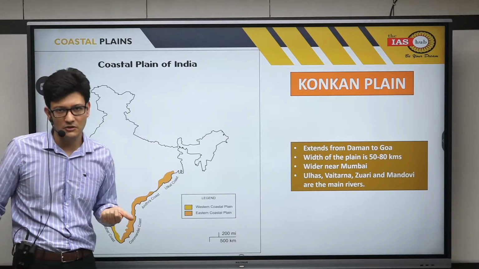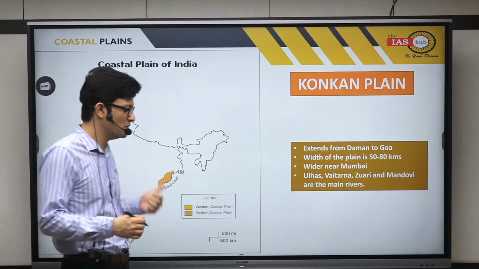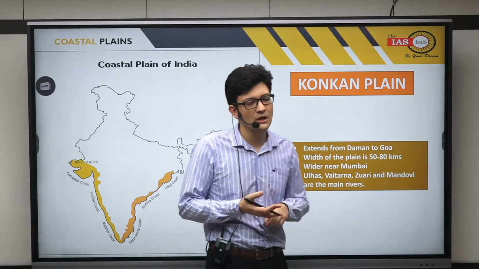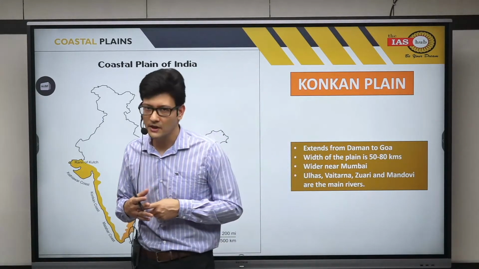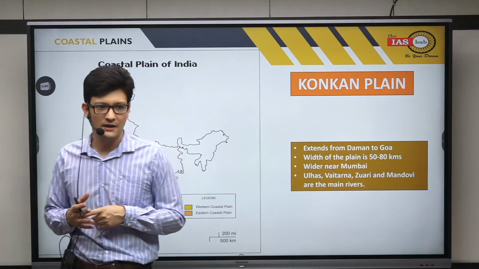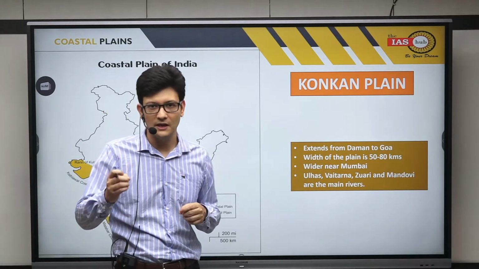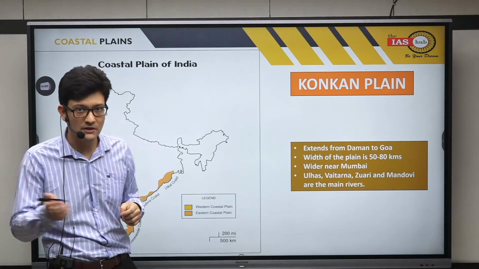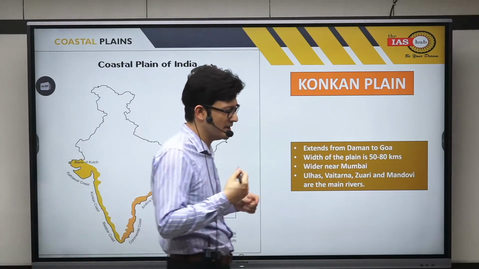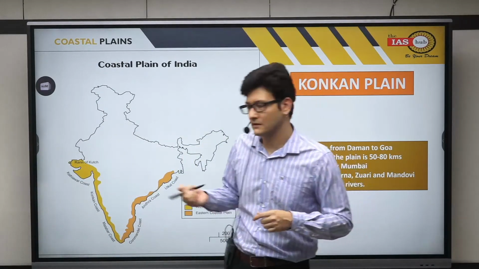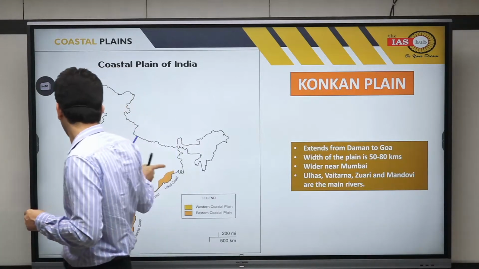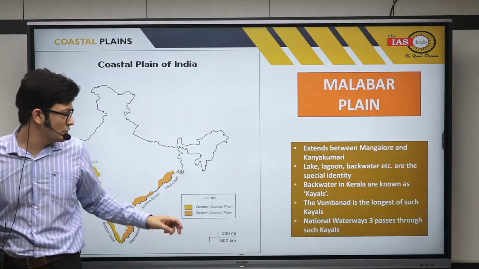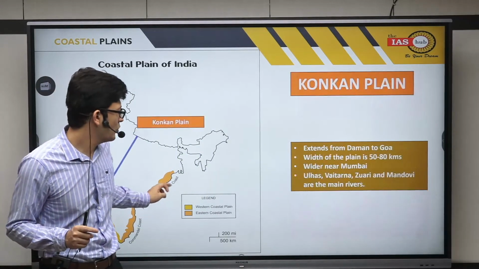See, Periyar river is also a west flowing river. So you need to keep track of all those rivers also, because the majority of the rivers are flowing from the western side to the eastern side. But you'll have to keep track of certain unique rivers which are also flowing towards the western side. It will help you in eliminating the options if UPSC asks such questions from such an area. Konkan Plain we have covered.